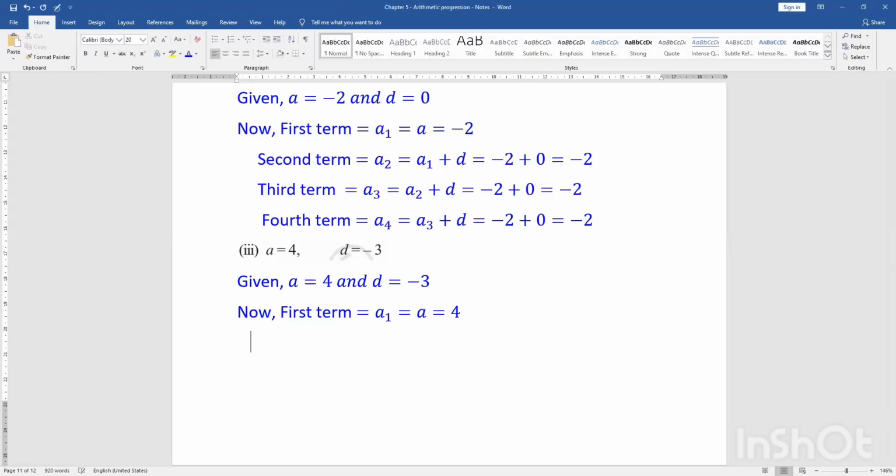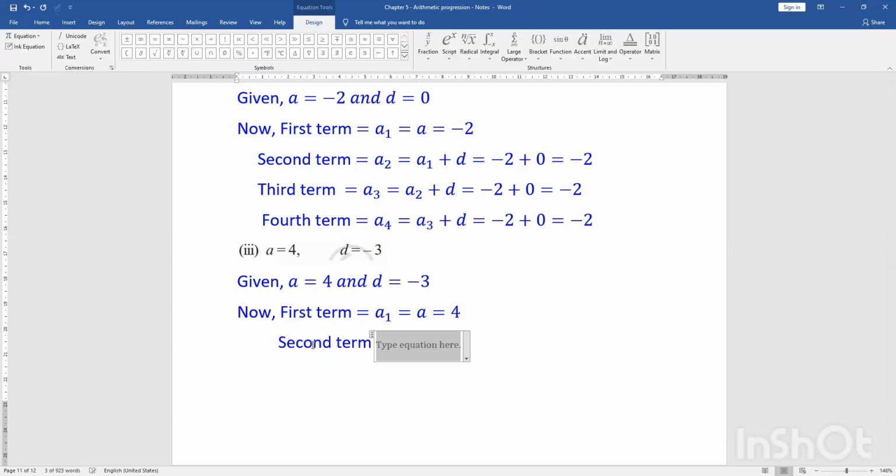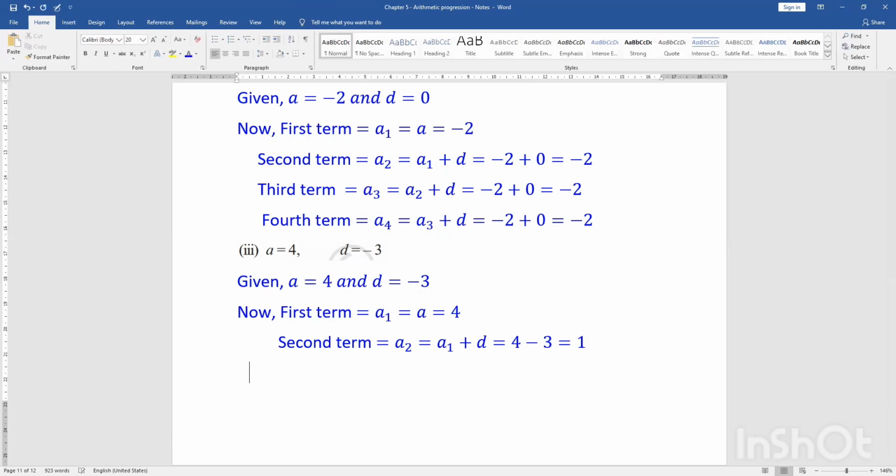And then we have the second term, which is A2, and A2 will be equal to A1 plus D. So A1 plus D is nothing but 4, and then plus D means minus 3. So 4 minus 3 will give you how much? 1. Then we have the third term.